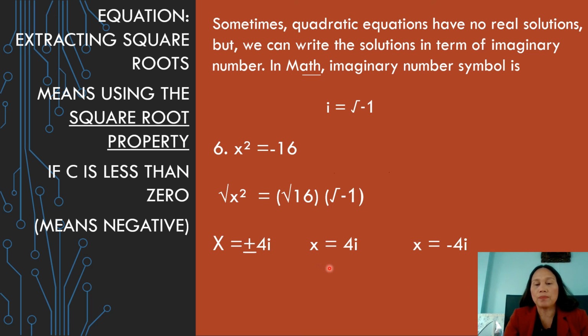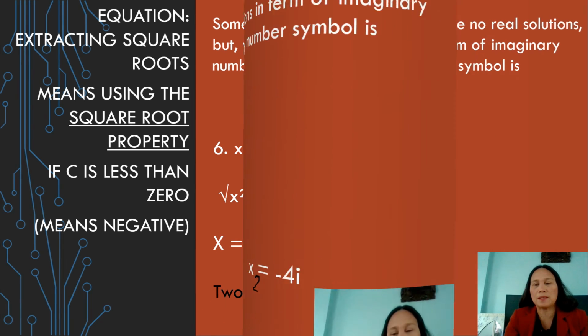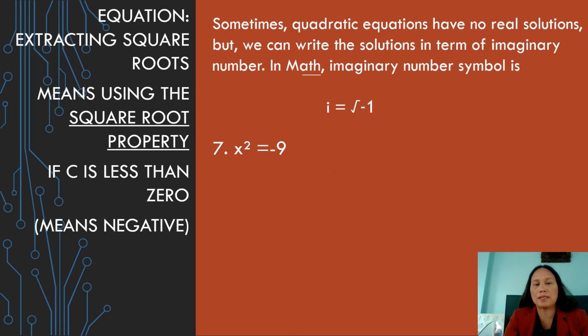So we have two values for x now. The first value is x is equal to 4i, and the second value of x is equal to negative 4i. This kind of solution is what we call two complex solutions. Next, let's have another one like this. Look at this. x squared is equal to negative 9. Again, the value of c is less than 0, which means negative.